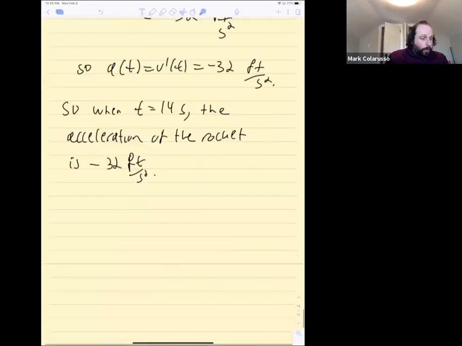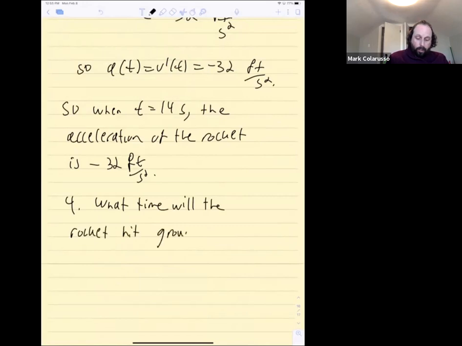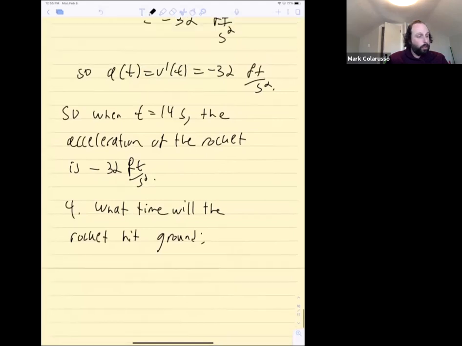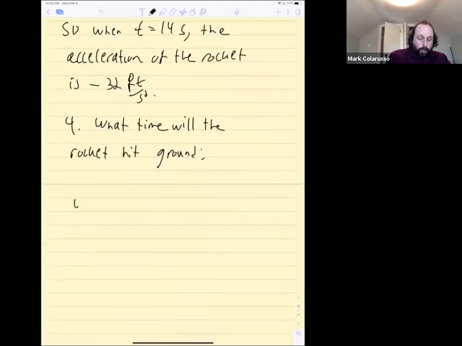And the next two problems, I'll just let you figure out, but I'll tell you how to do them though. What time will the rocket hit the ground? Well, I guess I can do this very quickly. So we need to solve the quadratic equation.